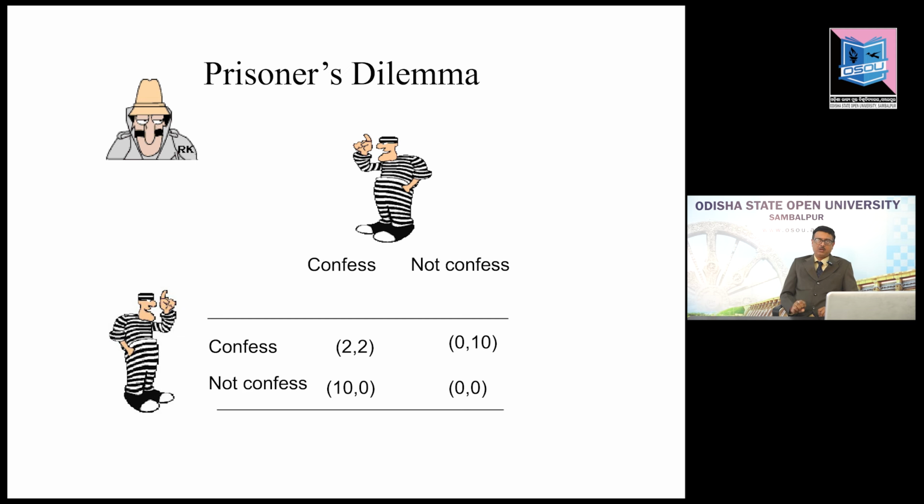confessing that they have done the crime and getting 2 years of imprisonment. So, in the absence of complete information, here incomplete information is what strategy the opponent will take. What strategy the opponent would take is not known to them. So, in this context, in the absence of complete information, they end up with a suboptimal outcome rather than an optimal outcome.